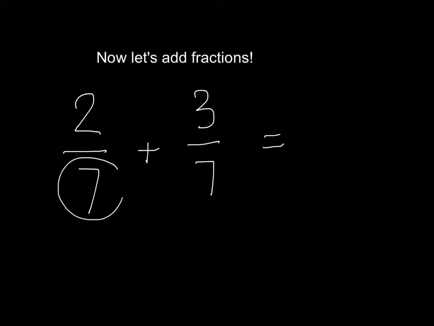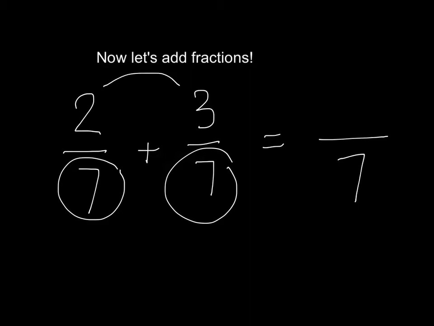Now let's add fractions. Let's have a look at 2 sevenths plus 3 sevenths. Now the great thing about this sum, which makes it easy, is these denominators are the same. So your answer doesn't change. It will be something over 7. All you have to do is add up these two. 2 plus 3 is 5. 2 sevenths plus 3 sevenths equals 5 sevenths.